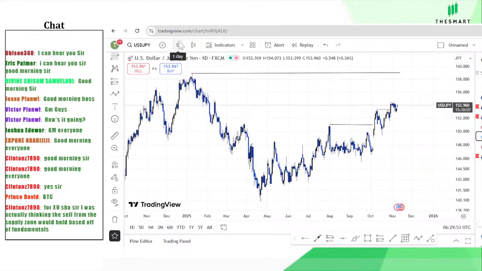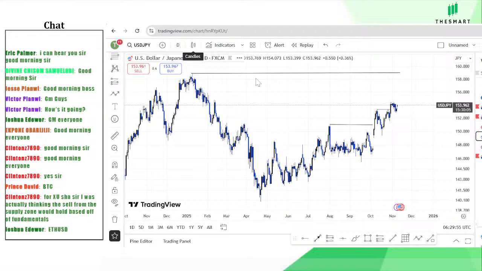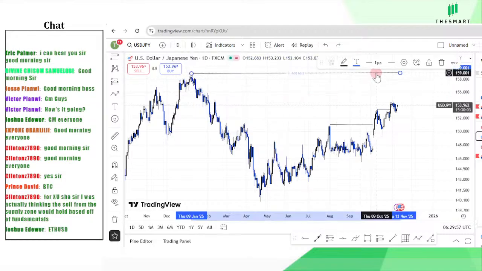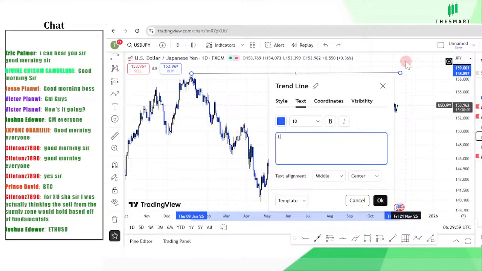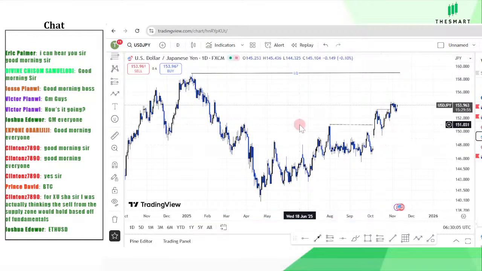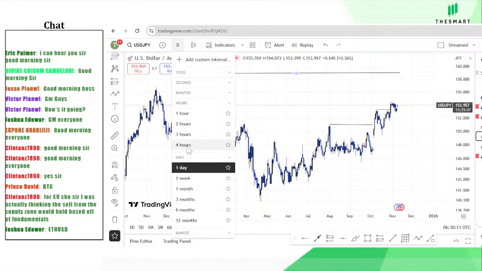So let's step down to 4 hours. We already know that this level here is what? Our liquidity point. So we'll label this LQ, meaning what? Our liquidity point. So whatever we are doing, we want to actually see this price to the upside. Now let's step down to the 4 hours.